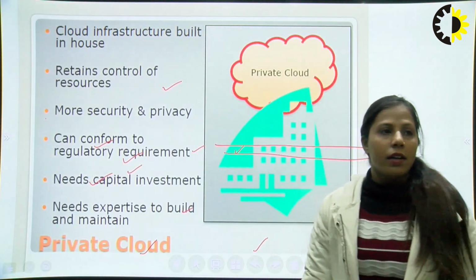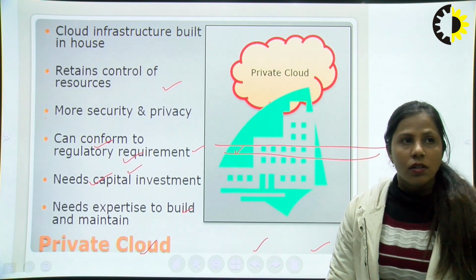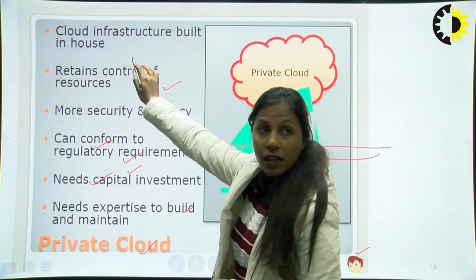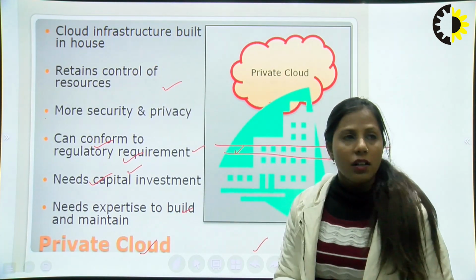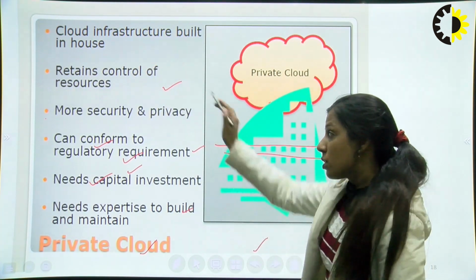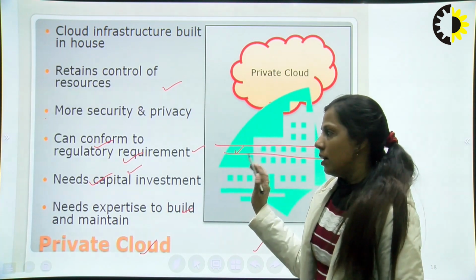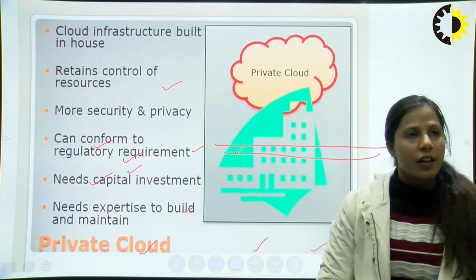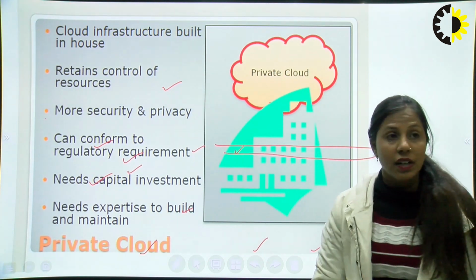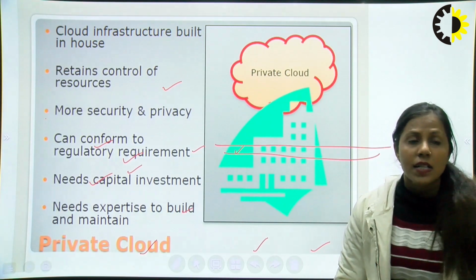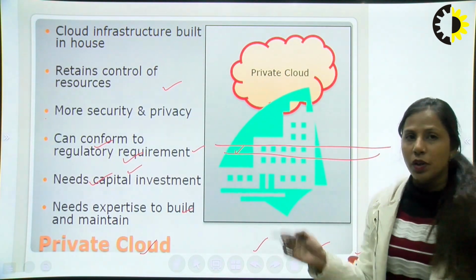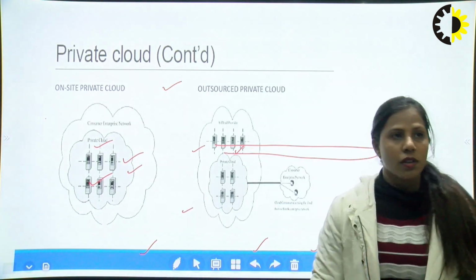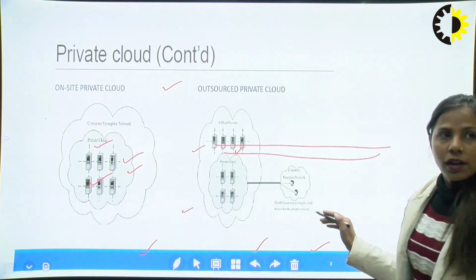Now then we are having a private cloud, in which the cloud infrastructure is built in-house. It retains the control of the resources. It is more secure, more private. It can conform to the regulatory requirements, but needs capital investment. It requires expertise to build and maintain the particular cloud. It works under the particular organization. This is how the private cloud works.